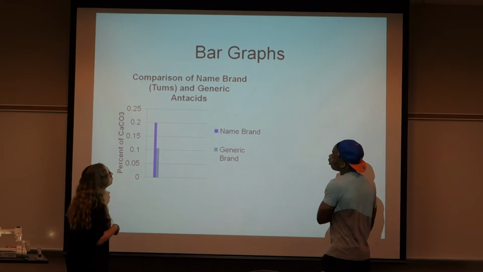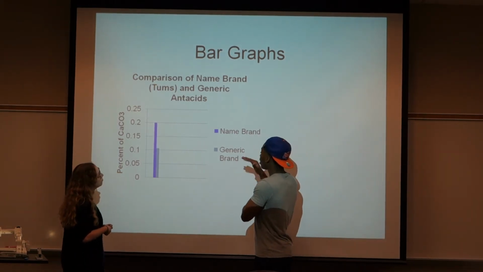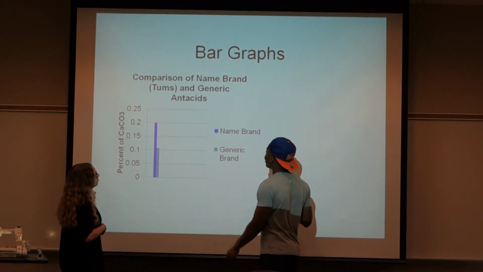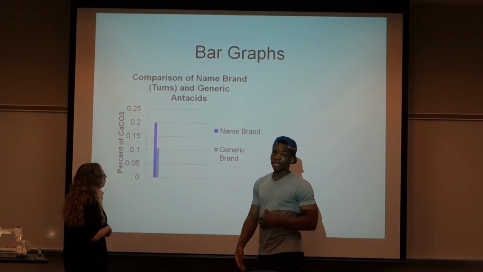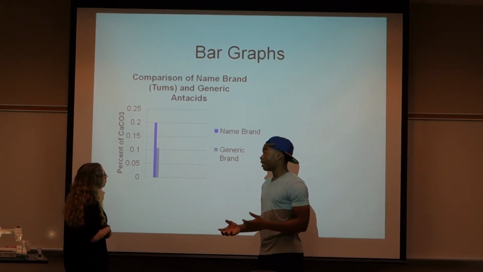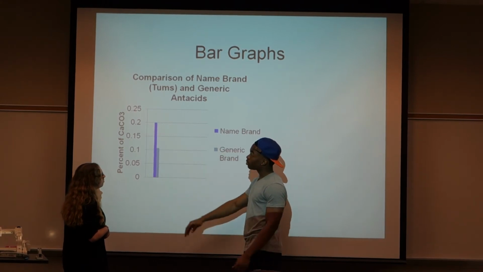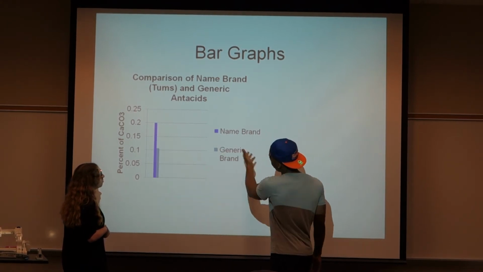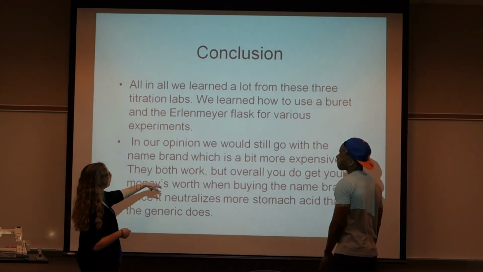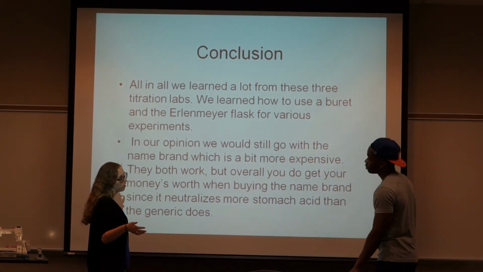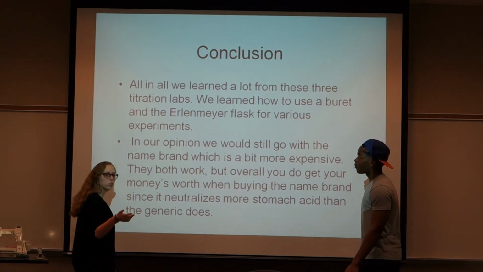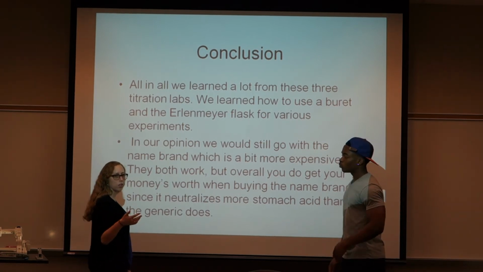So over here we have the bar graph, and we have the name brand and the generic. As you can tell, the name brand did a way better job compared to the generic brand in neutralizing the base. It started from 0 to 0.2, and then the name brand stopped at 2. So we picked the name brand because it worked better, even though it was a bit more expensive. Exactly. But overall, you want something that will make your stomach acid go away quicker.